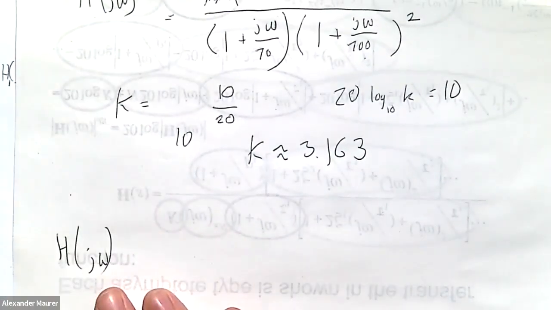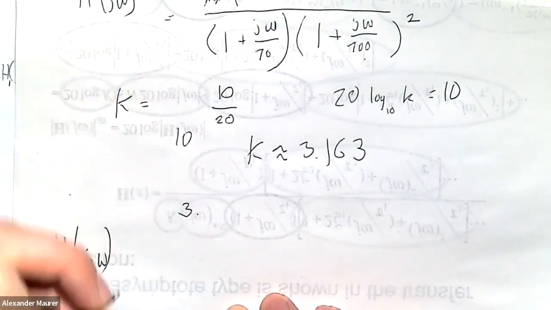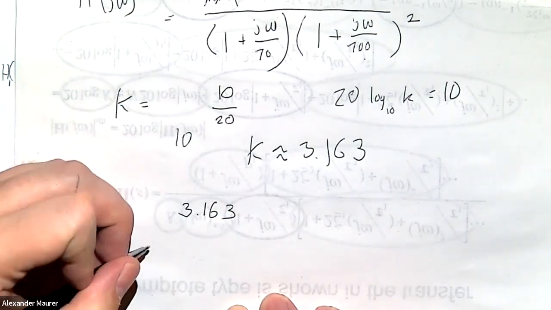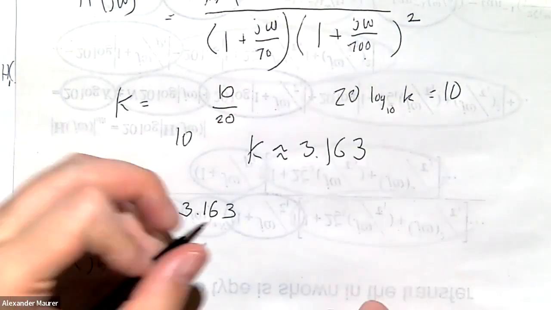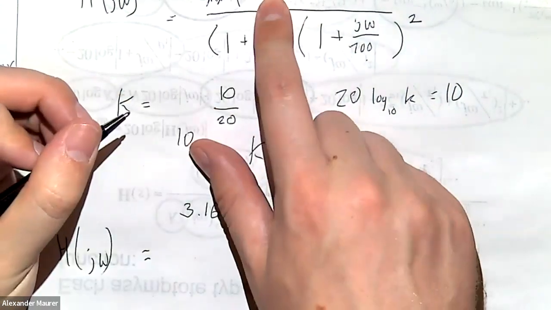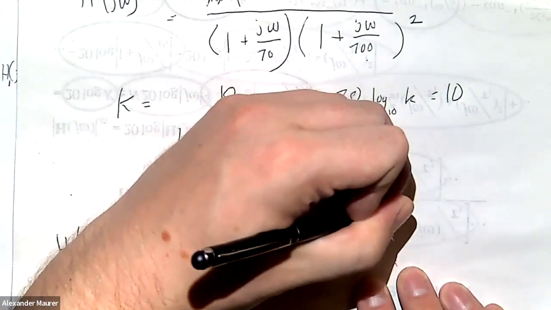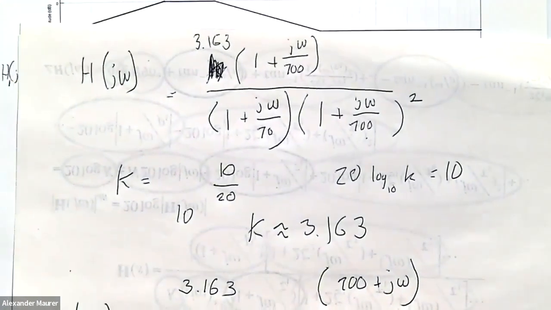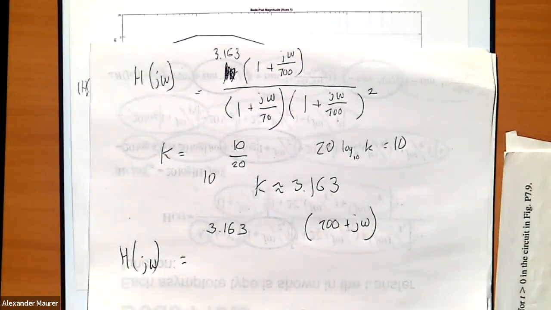Okay, so we have h of j omega. So up front, we're going to start with a 3.163 or radical 10. And I'm going to modify the terms one at a time. So I would like to convert this to the form 700 plus j omega. I need to zoom out now, which is fun because I'm not looking at the graph.